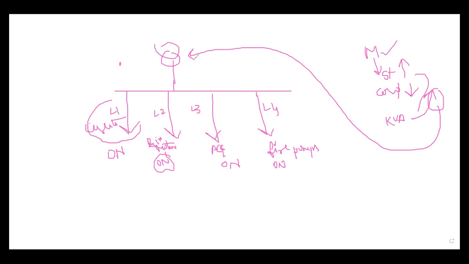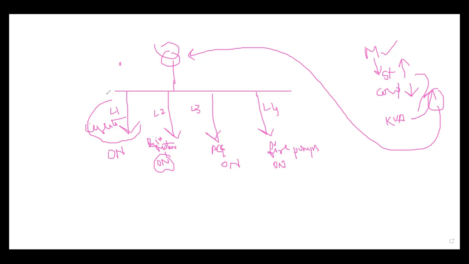So I have to check whether my transformer is able to withstand that extra kVA required by the motor for some period of time. If my transformer suits that, then absolutely my transformer design is fine. Understood, team? Let's see here.